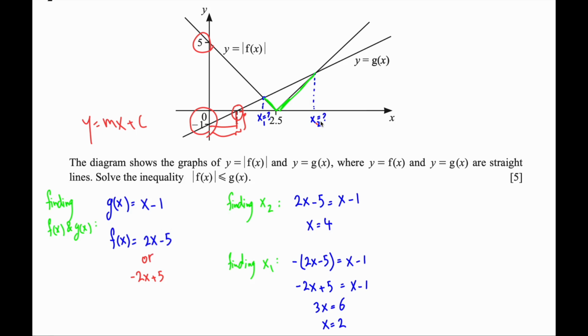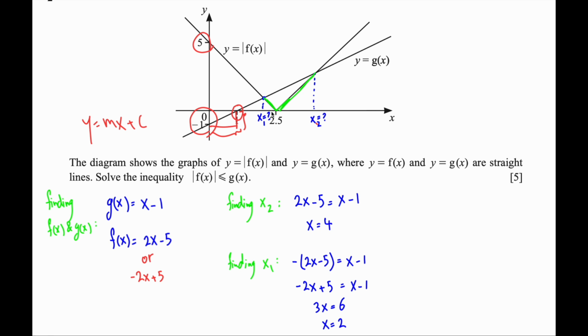Now, how am I going to find x2? Well, be aware that x2 is the intersection between g of x and the positive side of f of x. Therefore, I'm just going to leave f of x as it is, 2x minus 5, and I equate it to x minus 1, or g of x, and that gives me x equals 4.